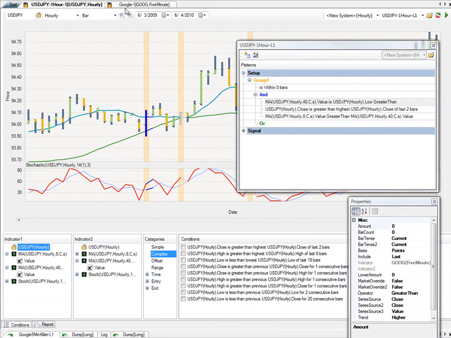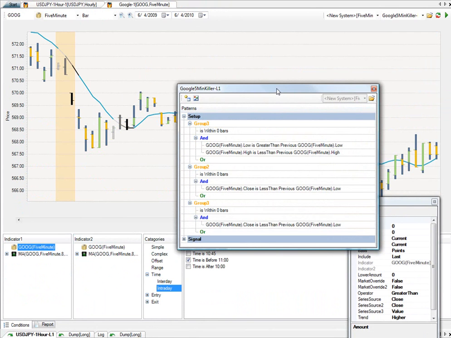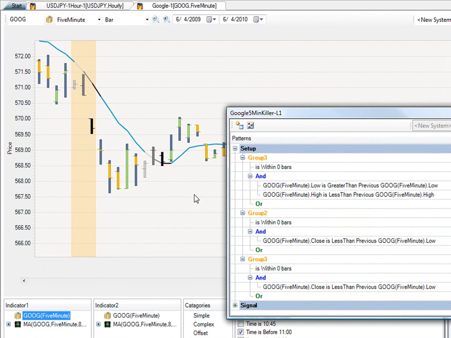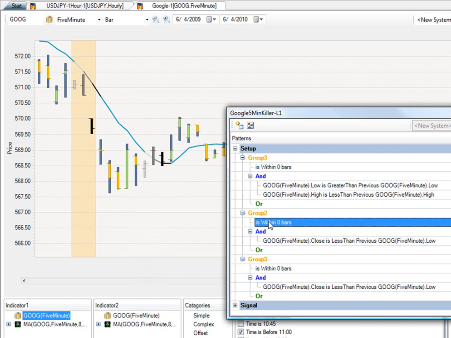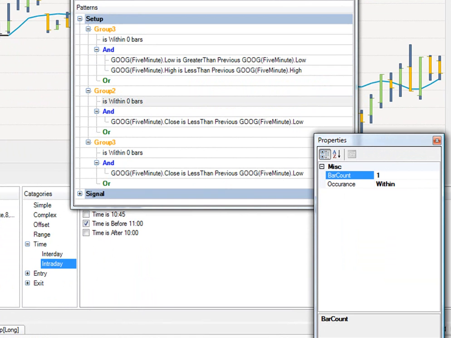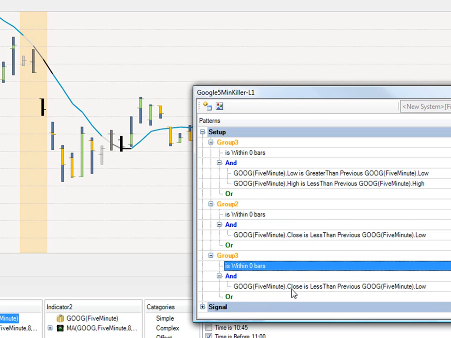Now I'm going to pull up the Google 5-minute bar chart. I'm going to go to the Google strategy that I've already created. And basically what I have here is a 3-bar pattern that I've created. And this is, again, a 5-minute bar chart. And the 3-bar pattern requires an inside bar for the first bar. And then within the next bar, this is "within bars" in the properties box over here, it says 1. So this next one has to occur immediately after the inside bar. The close has to be less than the previous low. And then that also has to be followed by another one, and that's within 1 bar, where the close has to be less than the previous low.